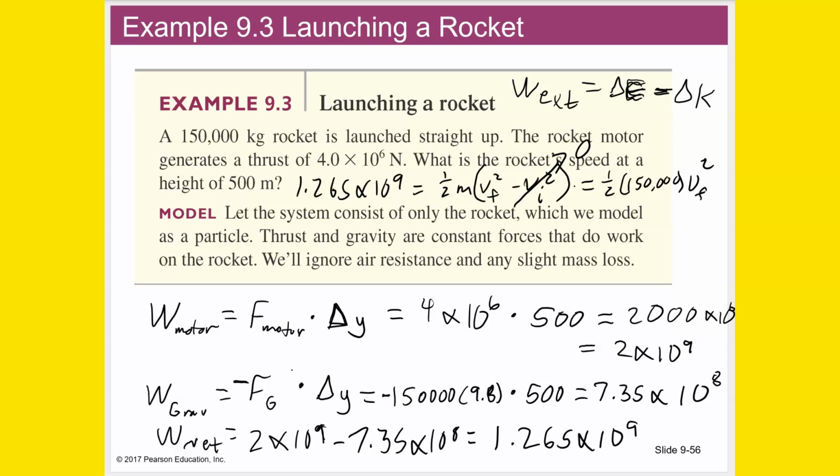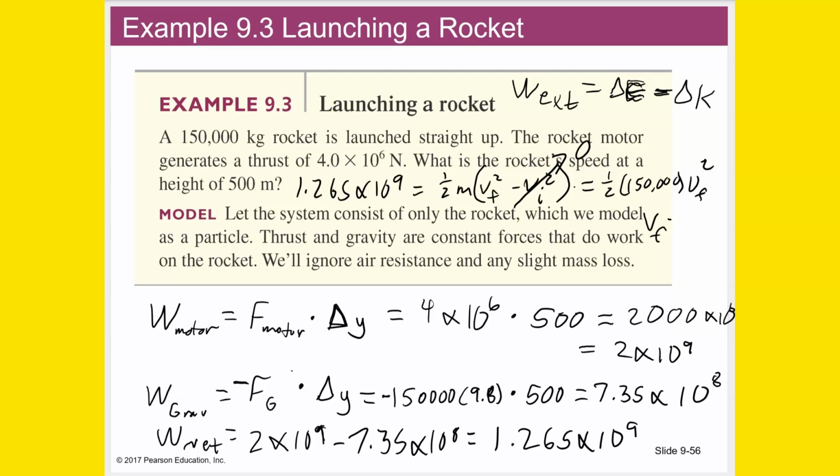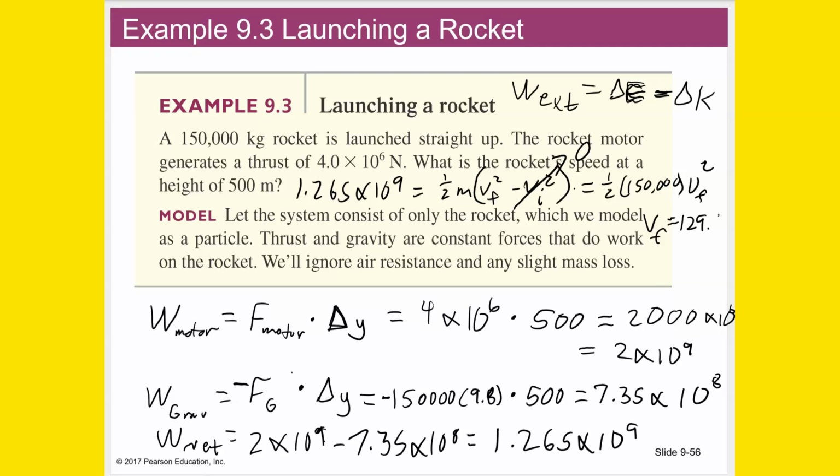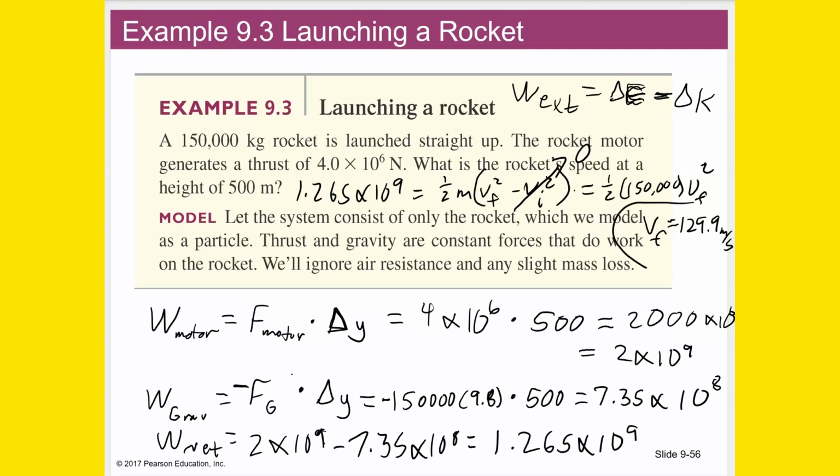So 1.265 times 10 to the 9th divided by 1/2, in other words, times 2, and then divided by 150,000, and then the square root, gives about 129.9 meters per second.